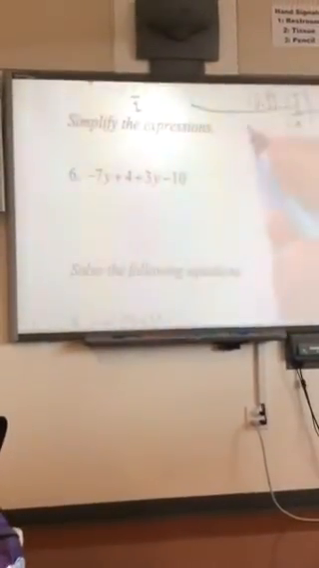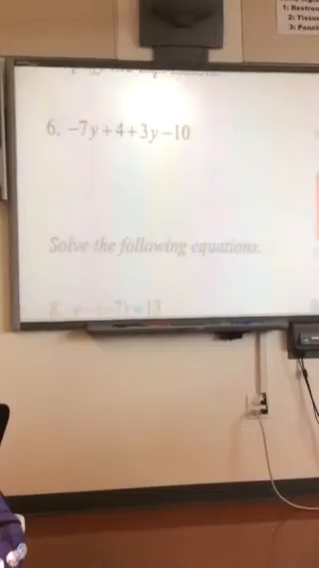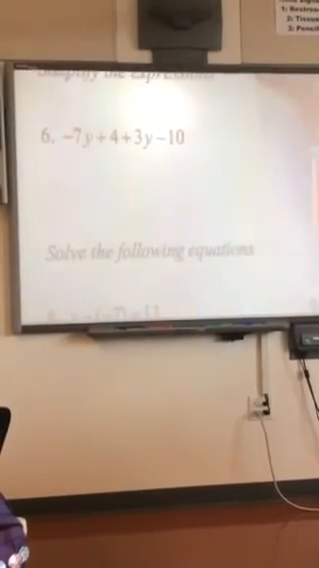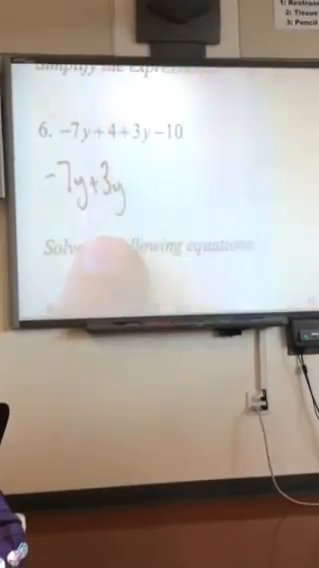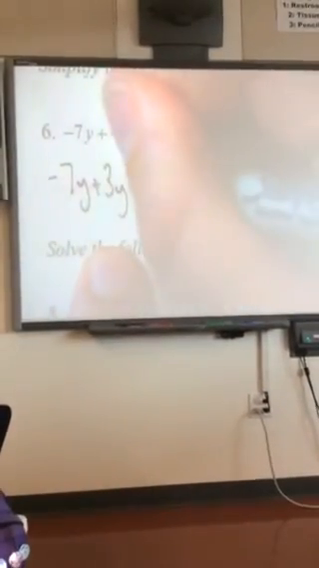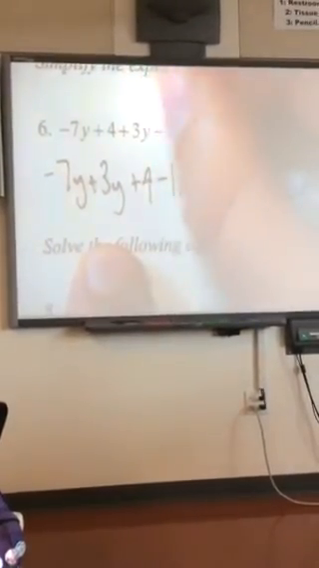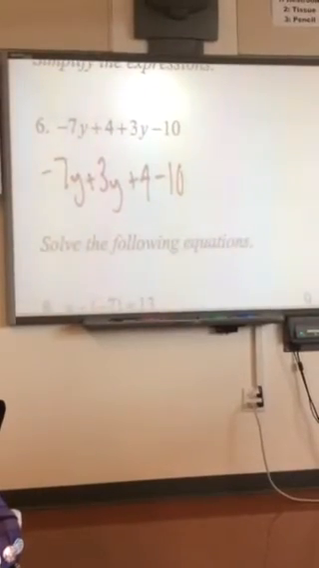So I'm just going to change the order of this so I can really combine them easily. So I'm going to put -7y plus 3y next to each other. And then we have +4 and -10. These are both constants, so we'll combine these as well.